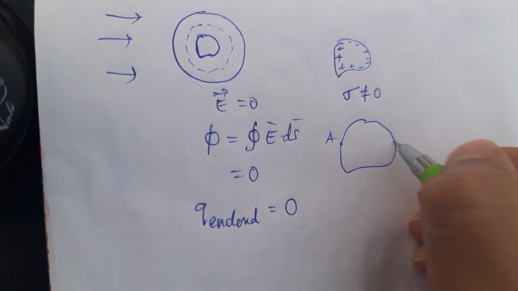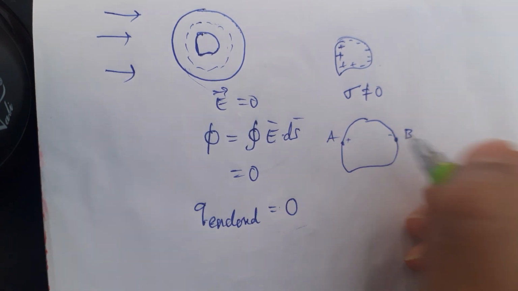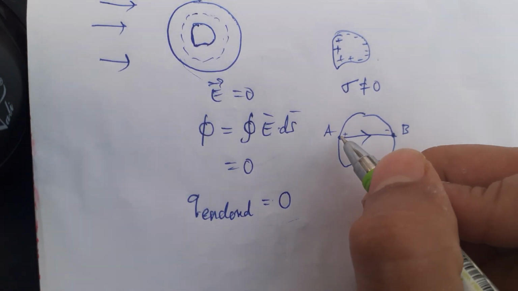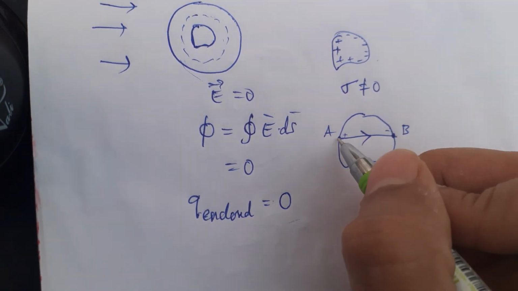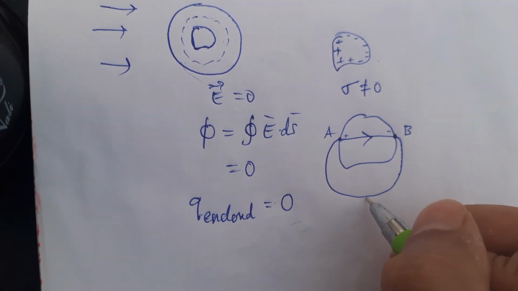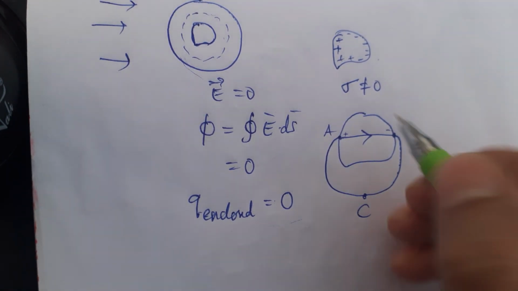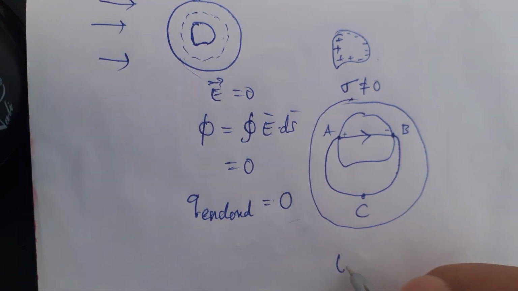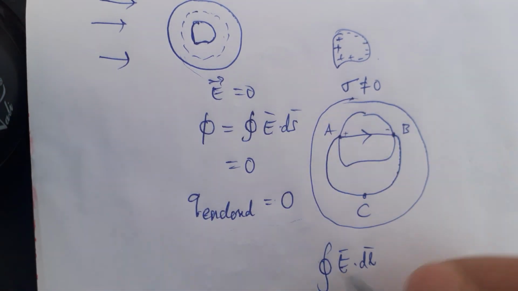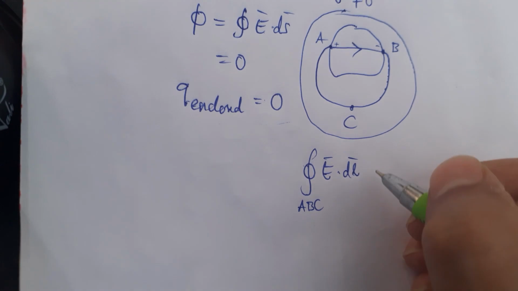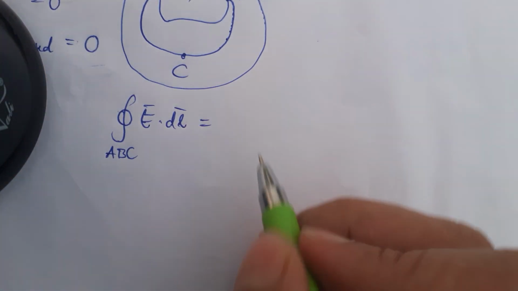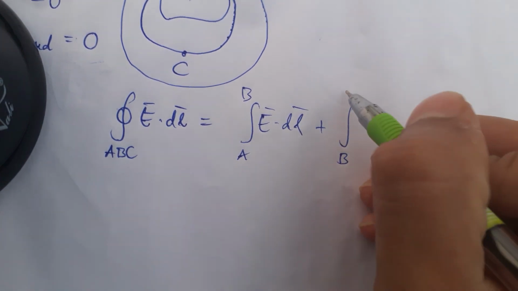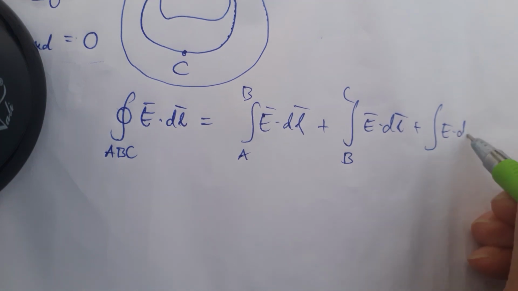So we'll see what happens if this is the case. Choose 2 points A and B on the wall of the cavity. Let's say this is a positive charge and that's a negative charge, and there is field going out from the positive and entering into the negative charge. Now I will choose this field line, which is from A to B, to be a part of a closed path ABC. This is all part of the conductor, all inside the conductor. If I perform the line integral of E dot dl along this closed path ABC, this can be written as the integral of E dot dl from A to B, plus the integral from B to C of E dot dl, and the integral of E dot dl from C to A.